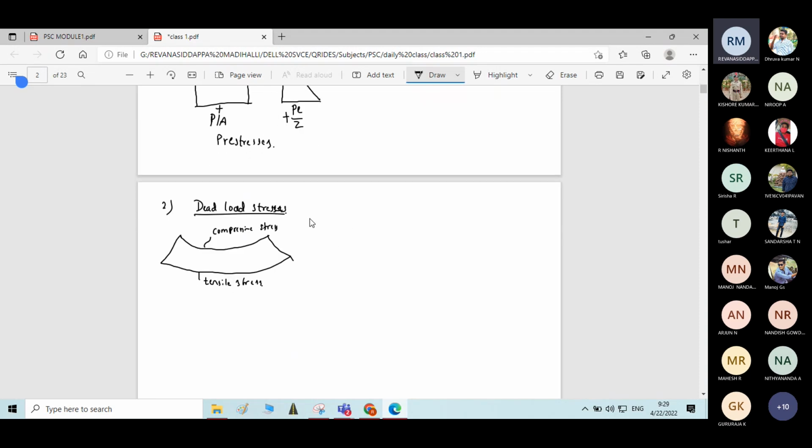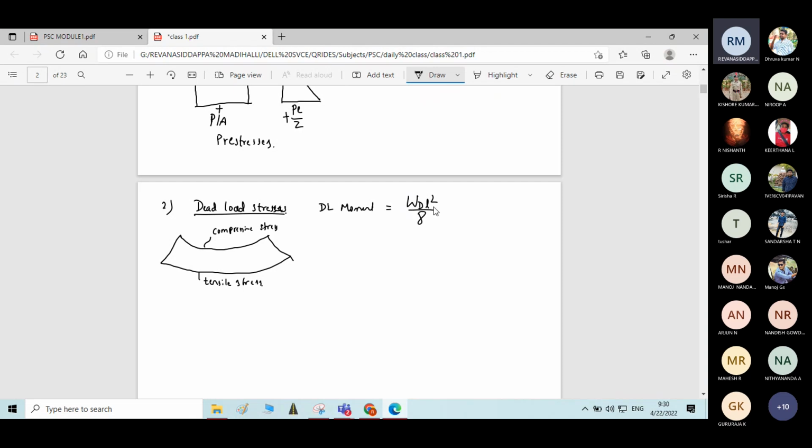Dead load stresses are determined by using the dead load moment. Okay. What is the moment due to dead load? Dead load moment is given by the formula WL square by 8. Instead of writing W, I'll write WD, which represents dead load weight. WD L square by 8, where WD is the intensity of dead load of the beam. Okay, this dead load we can easily calculate.